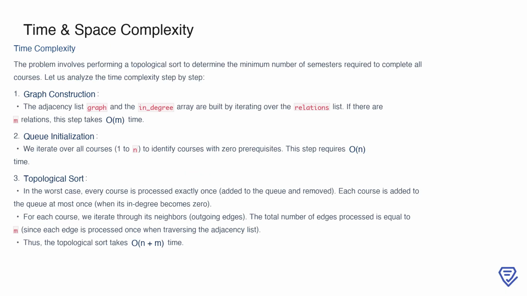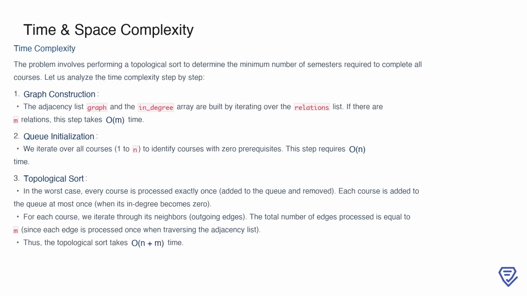When analyzing the time complexity of this problem, we break it down into 3 main steps. First, constructing the graph and the in-degree array requires iterating through the list of relations, which takes m time, where m is the number of prerequisite relations. Next, during queue initialization, we check each course from 1 to n to identify those with 0 prerequisites, which takes n time.